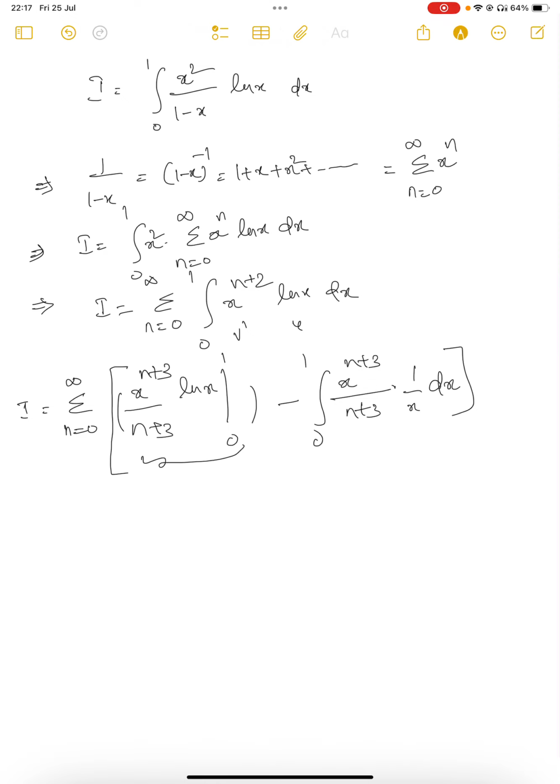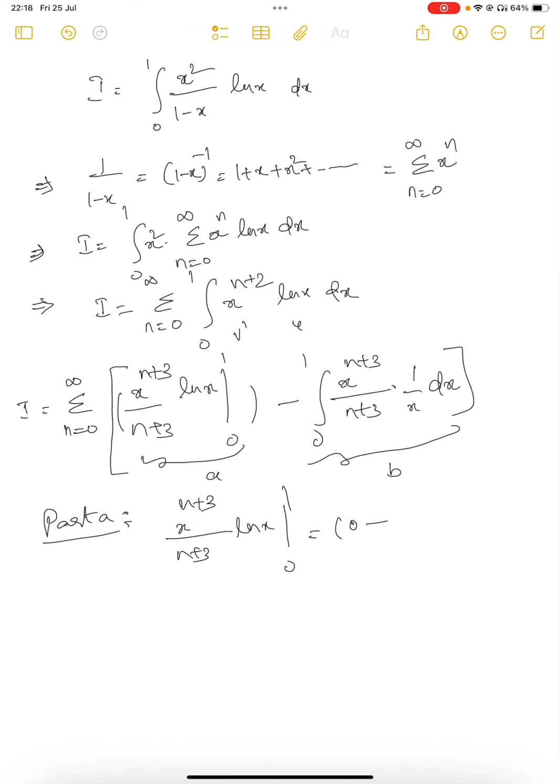Let's consider this as part a and this as part b, right? Calculate part a first. Let's see what happens here. If you substitute the limits in x power n plus 3 by n plus 3 ln x from 0 to 1, if x equal to 1, ln of 1 will be 0, and if x equal to 0, this will be 0. That means this term will not contribute.